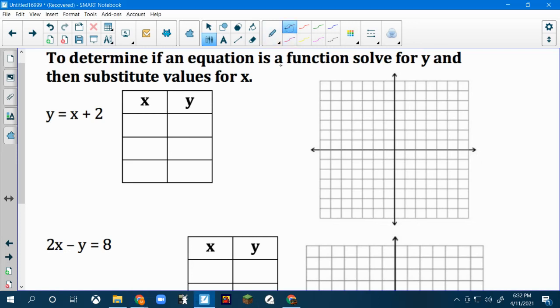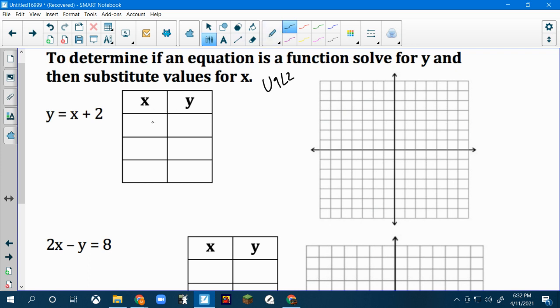Unit 9, Lesson 2, Part 3. To determine if an equation is a function, solve for y, and then substitute the values for x. Nice about our first one, we already have it solved for y. Y equals x plus 2. The y is already on the left side by itself.